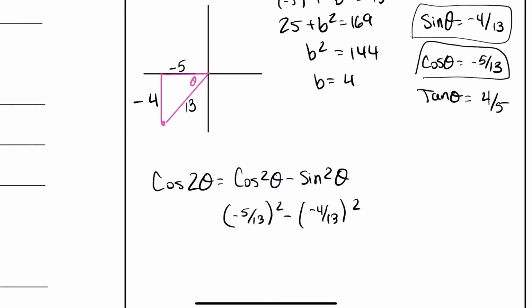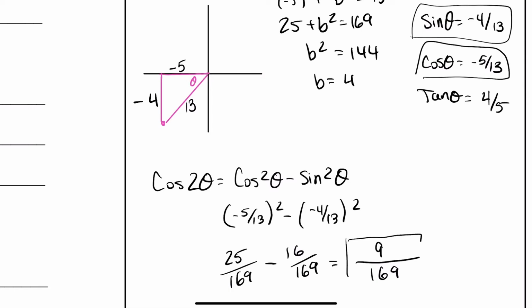So I'm going to square the top numbers and the bottom numbers separately. In this first one, negative 5 squared is positive 25, and 13 squared is 169. Over here I have minus, and negative 4 squared gives me positive 16, over 13 squared, which is 169. So I'm going to keep the 169 on the bottom, and 25 minus 16 is 9. And that is going to be as far as that can go.